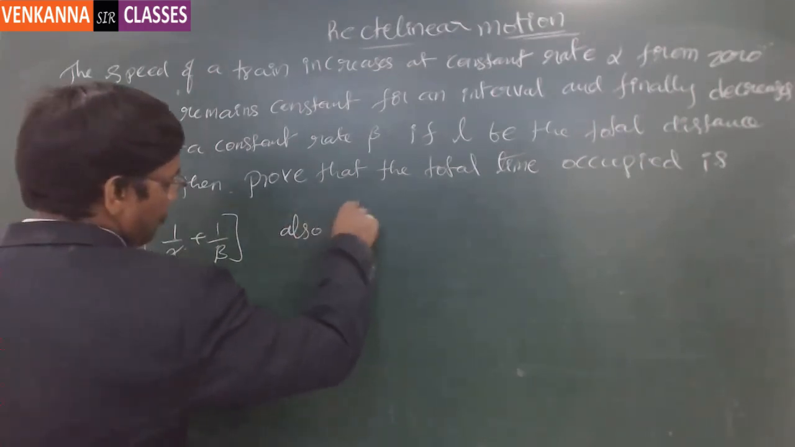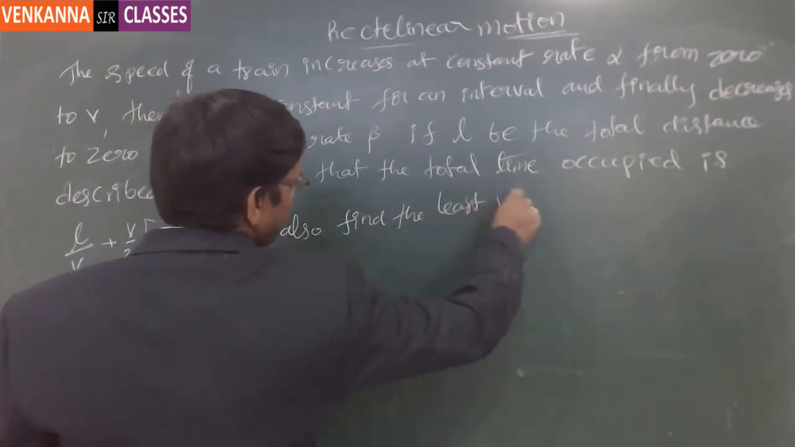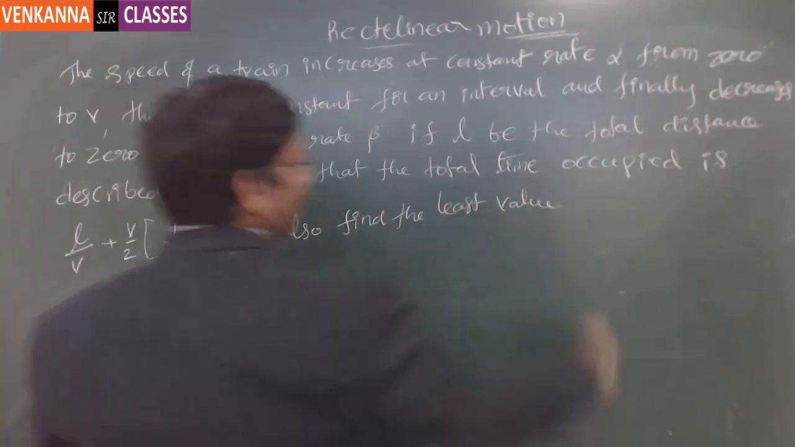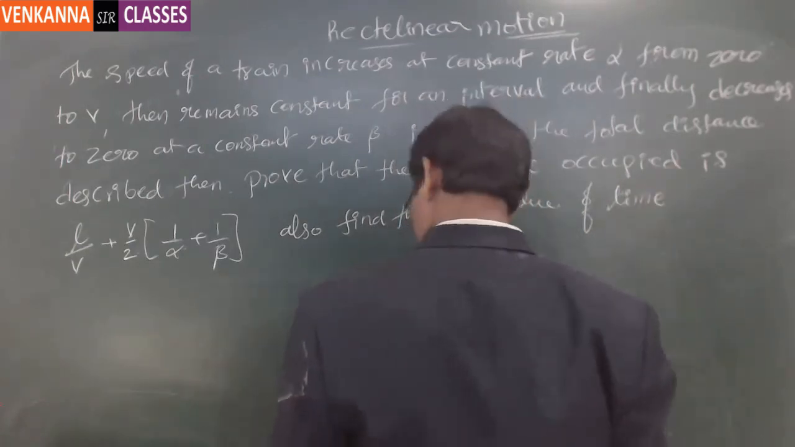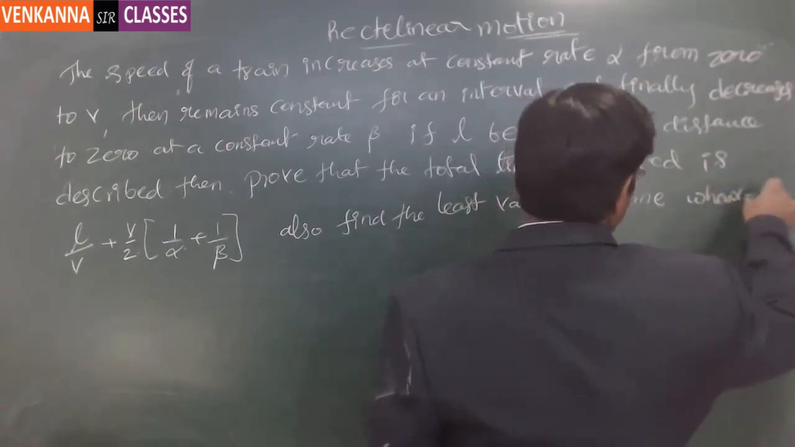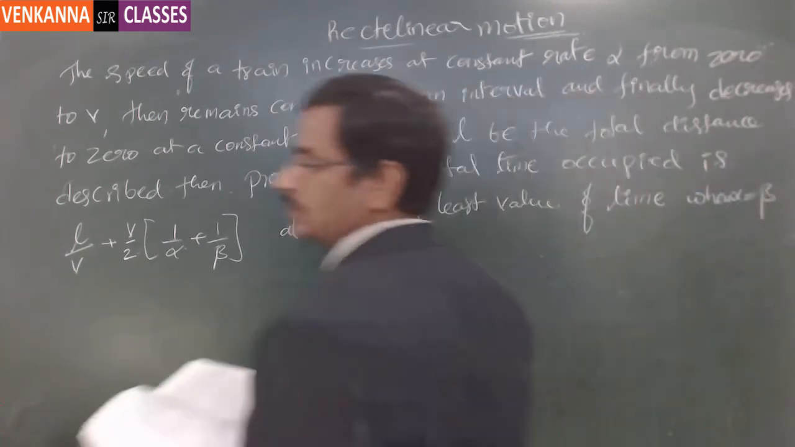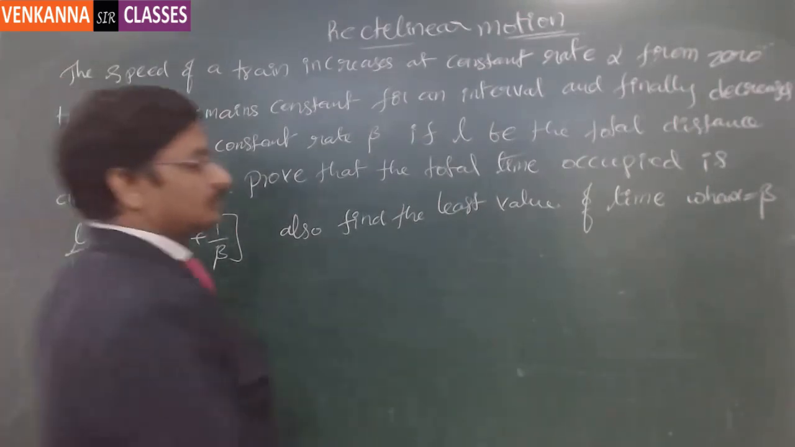Also find the least value of time when alpha equal to beta. So this is what actually is the question. Now here if you notice, this is the graph actually what I have drawn previously.